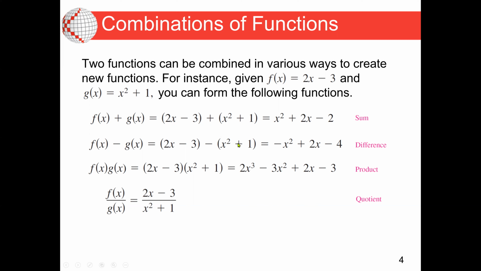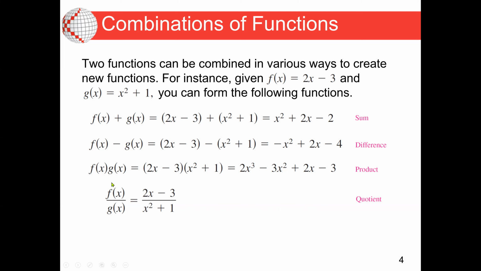So this means we are going to change the sign for g(x). Here we get 2x minus 3 minus x squared minus 1. Now since x squared is by itself, we get minus x squared. 2x is by itself, so we get plus 2x. But now we have minus 3 and minus 1, so that will give us minus 4.